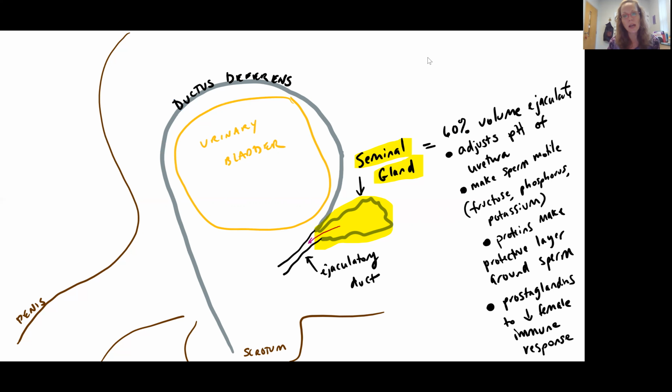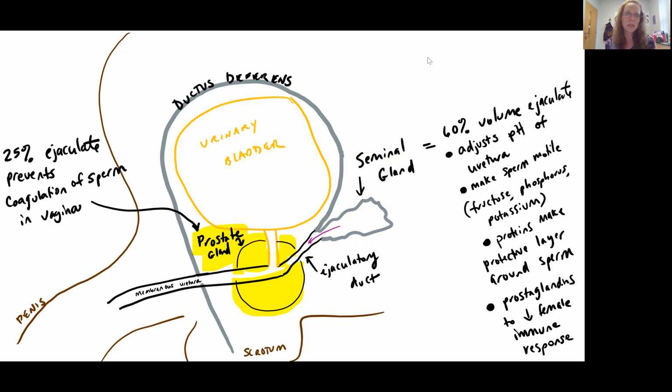We also see that it's not until the sperm come in contact with the seminal gland secretions that they actually become motile, and this is because this secretion contains fructose and phosphorus and potassium that those sperm need in order to make the ATP, in order to actually propel themselves or swim through the urethra. There are also proteins in the seminal gland that will make a protective layer around those sperm, and we'll see prostaglandins in the seminal gland secretions that will help to reduce a female immune response that might otherwise attack those sperm cells.